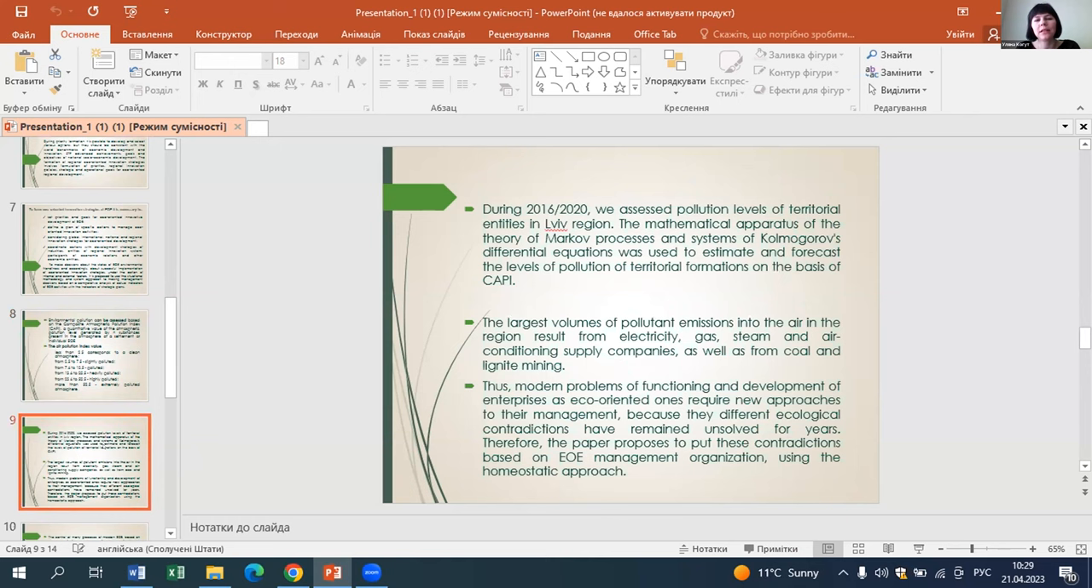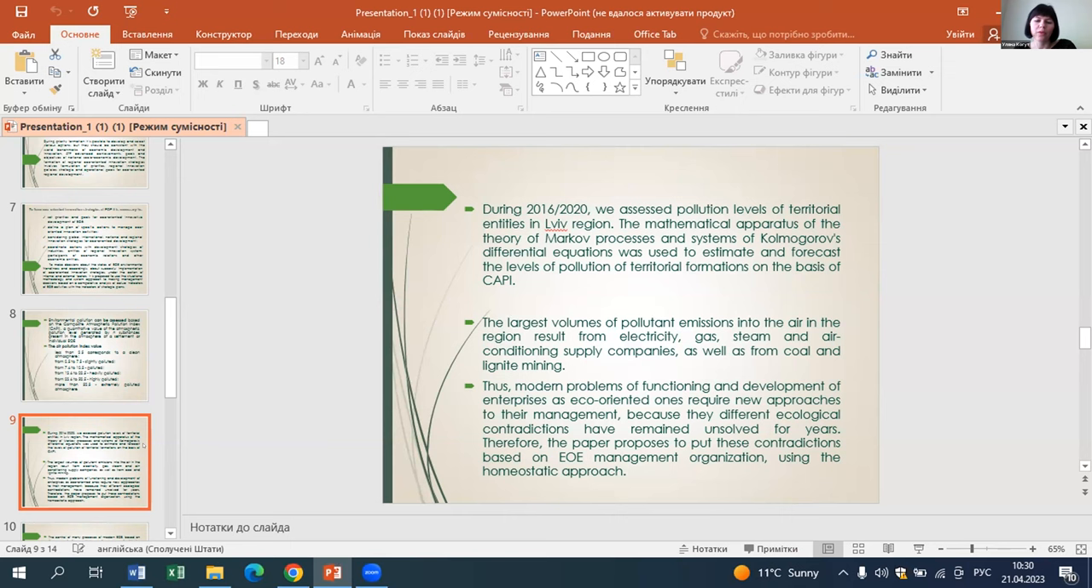During 2016-2020, for the pollution level of territorial entities and the river region, the mathematical apparatus of the theory of Markov processes and the system of Kolmogorov's differential equations were used to estimate and forecast the level of pollution of territorial formations on the basis of this index. The largest volumes of pollutant emissions into the air result from electricity, gas, steam, and air conditioning supply companies like this company.